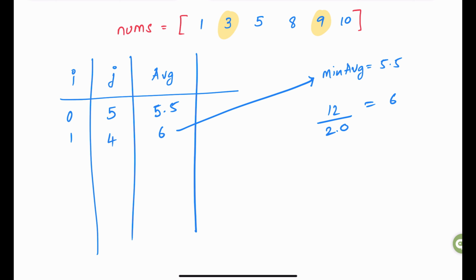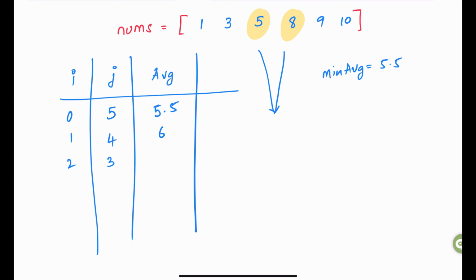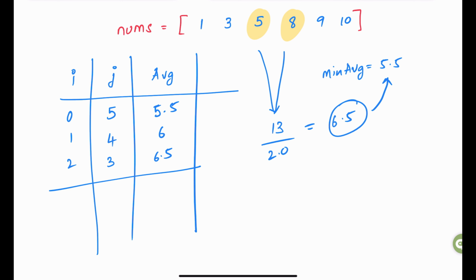We'll continue forward by updating our pointers. This time i is pointing at 5 while j is pointing at 8. Adding 5 and 8 gives me the total of 13, and when divided by 2 gives the average of 6.5. As 6.5 is greater, we will not update the minimum average. We'll stop the iteration here as we have iterated through all of the pairs in the array and return the minimum average, which is 5.5.